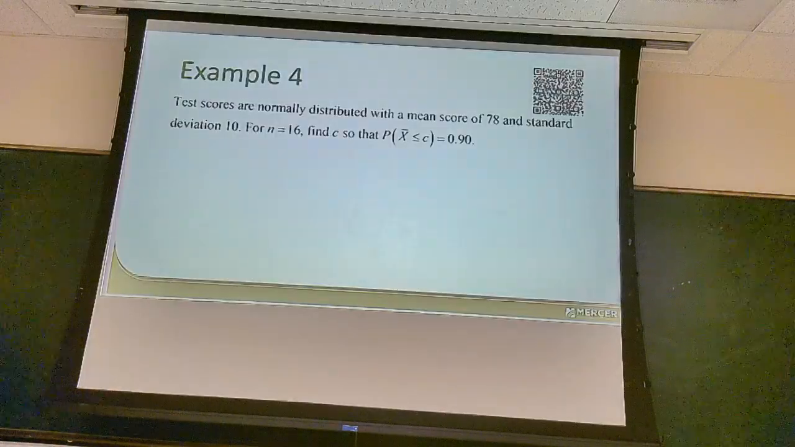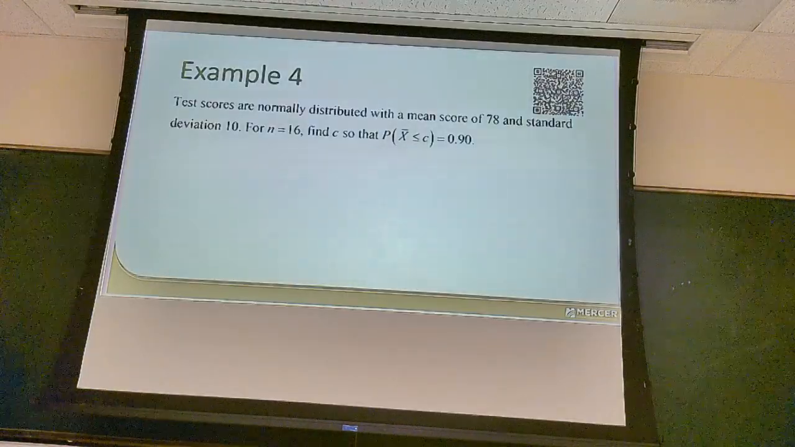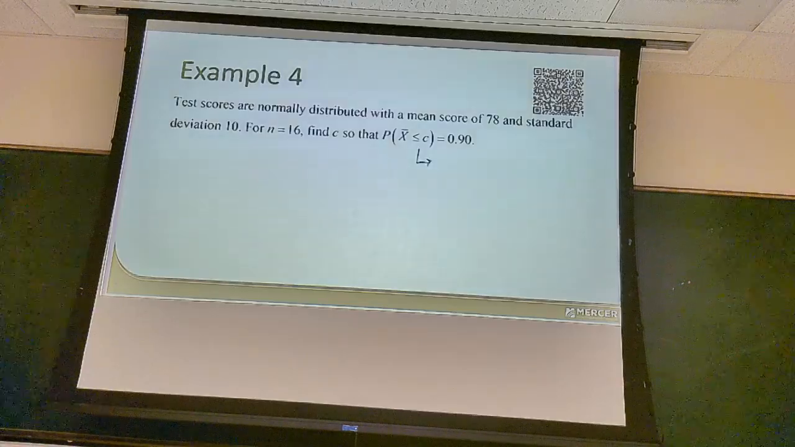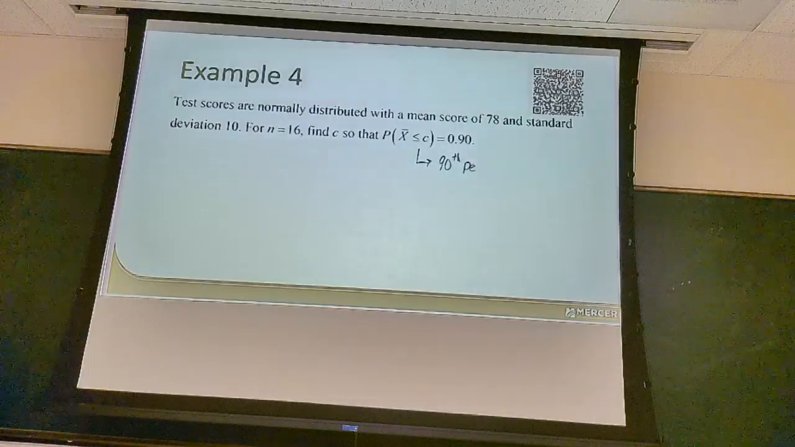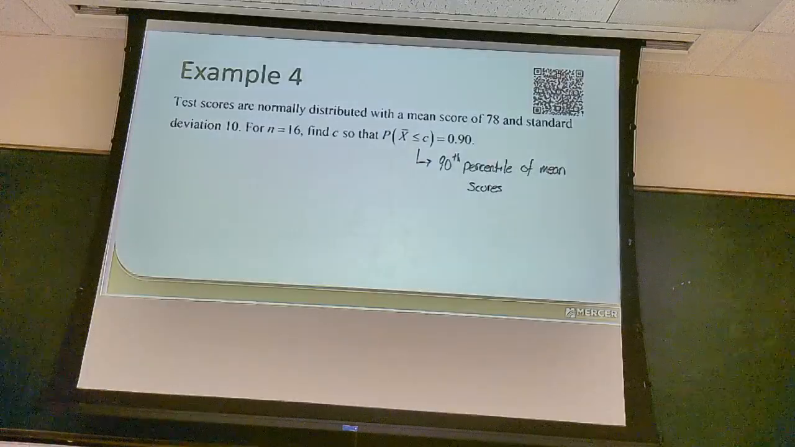Test score is normally distributed, mean score of 78, standard deviation of 10. For n equals 16, find the value of c so that the probability of x bar less than or equal to c is equal to 0.90. Well, isn't that the 90th percentile of mean scores?